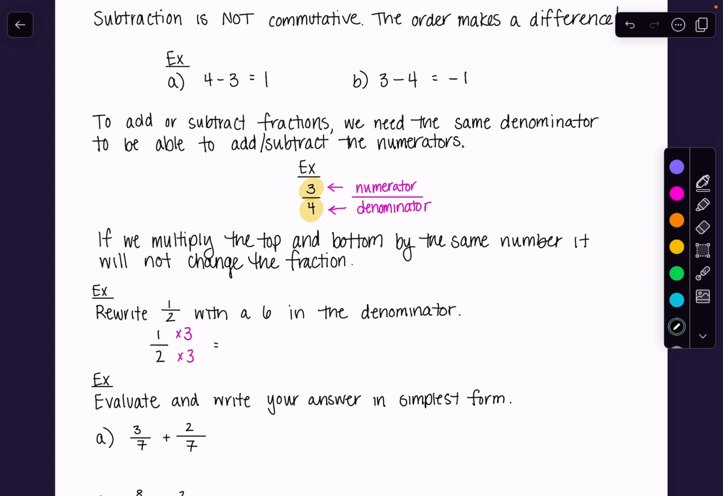Okay? And so when you multiply, you're really multiplying across. So in the top, you'll have 1 times 3, in the bottom 2 times 3. That results in 3 divided by 6. So 1/2 is exactly the same thing as 3 divided by 6. They represent the same exact percentage, okay?